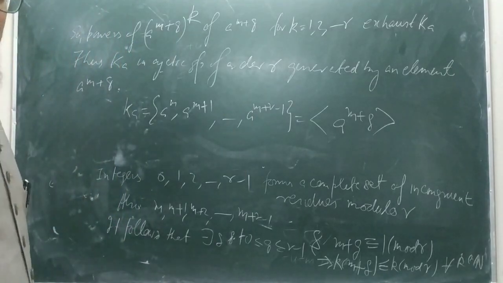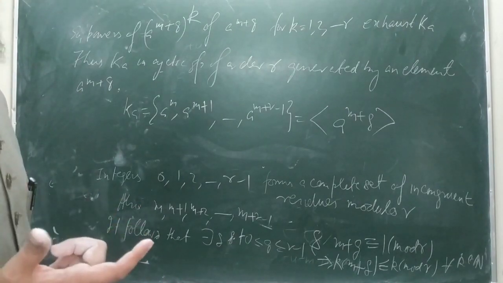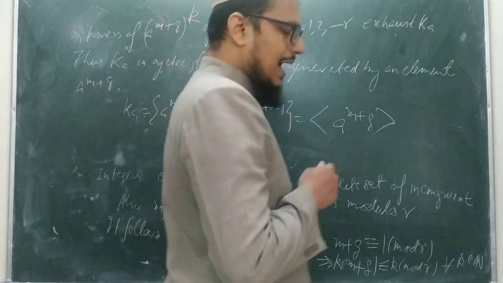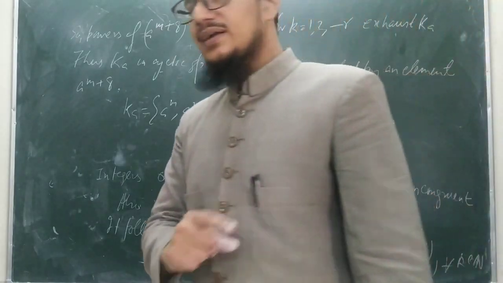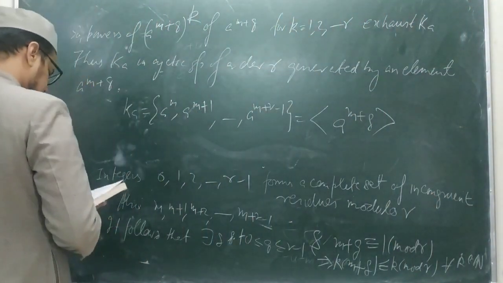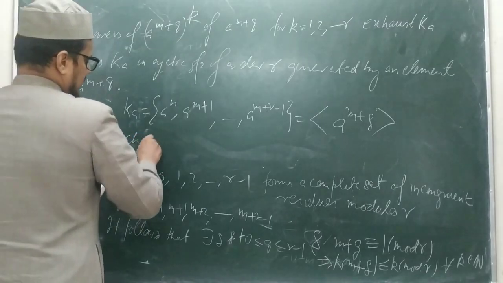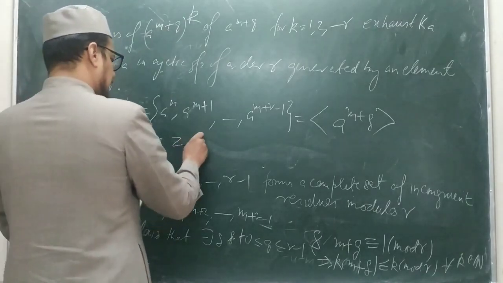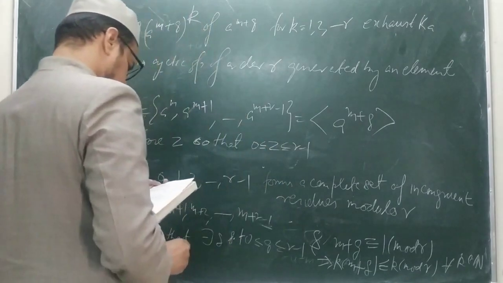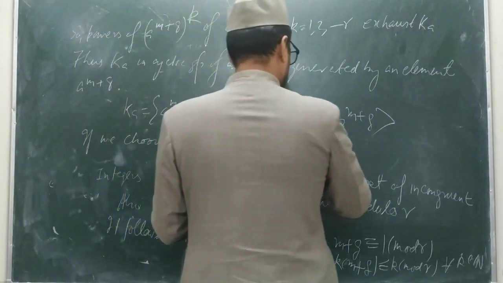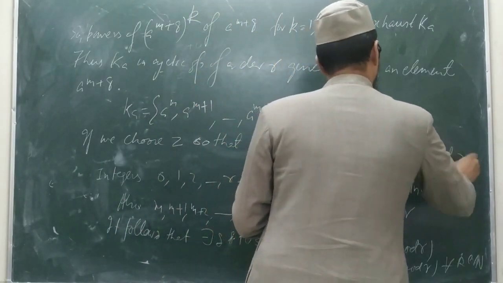Correct? And now the last thing is to identify the identity of this group. Once it is a group, it must have an identity. So what is the identity? Remember, we will find the idempotent element, because in a group the idempotent element is the identity element of the group. Correct? So for this, we choose z such that z lies between 0 and r minus 1, and m plus z is congruent to 0 modulo r.